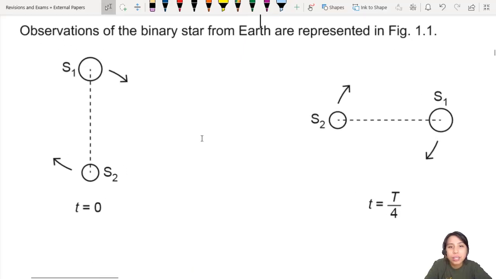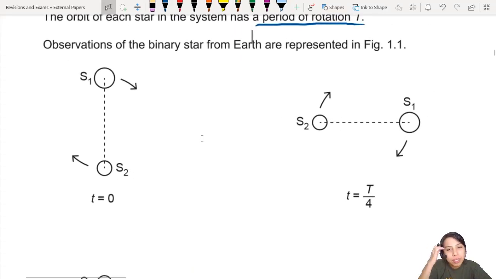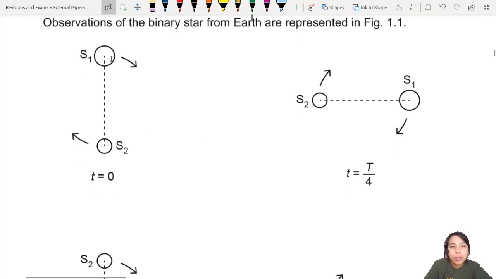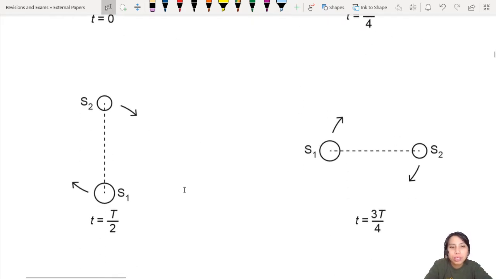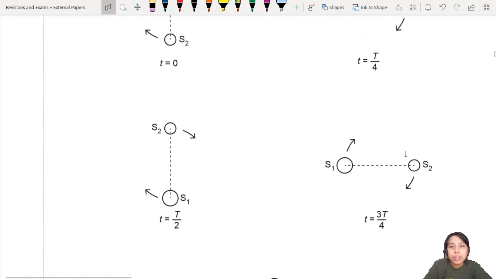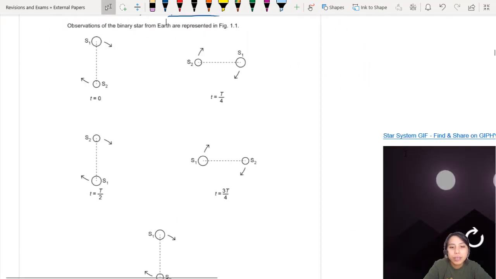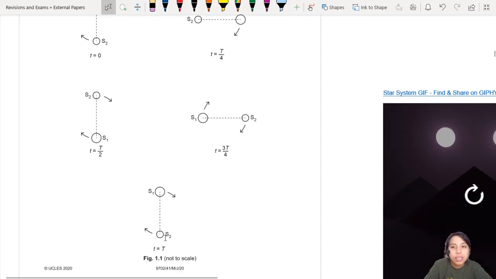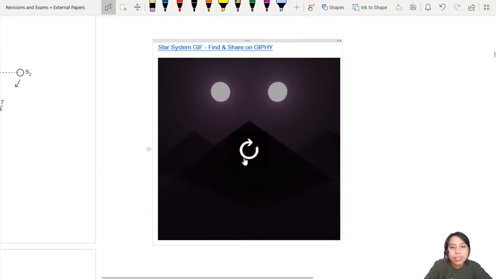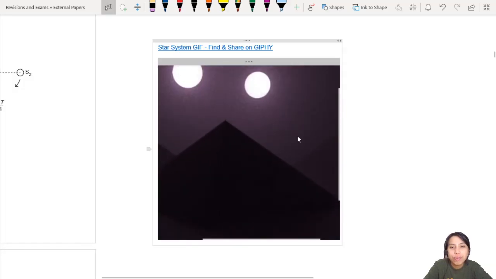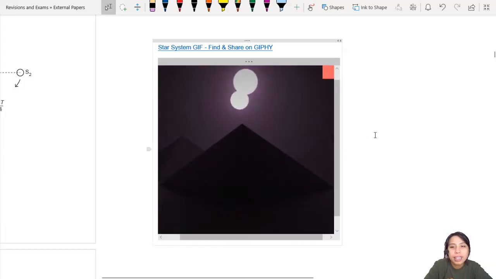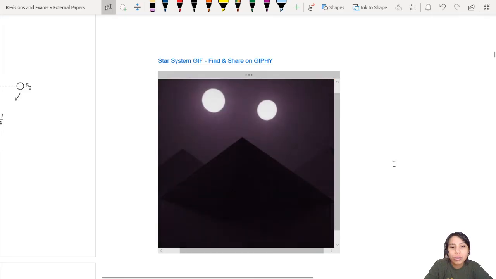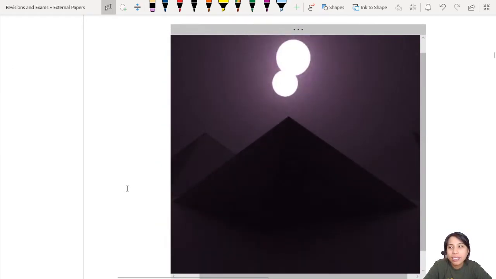So if you sat at a telescope and observed the stars over many years, you would see that at first it's like that, then it rotates this way, rotates down, and rotates up. Notice how the pattern repeats. One full cycle goes from there, 1, 2, 3, 4, 5, and you're back to the original position. It's something like that GIF. They're just rotating around each other. That is what a binary system does.